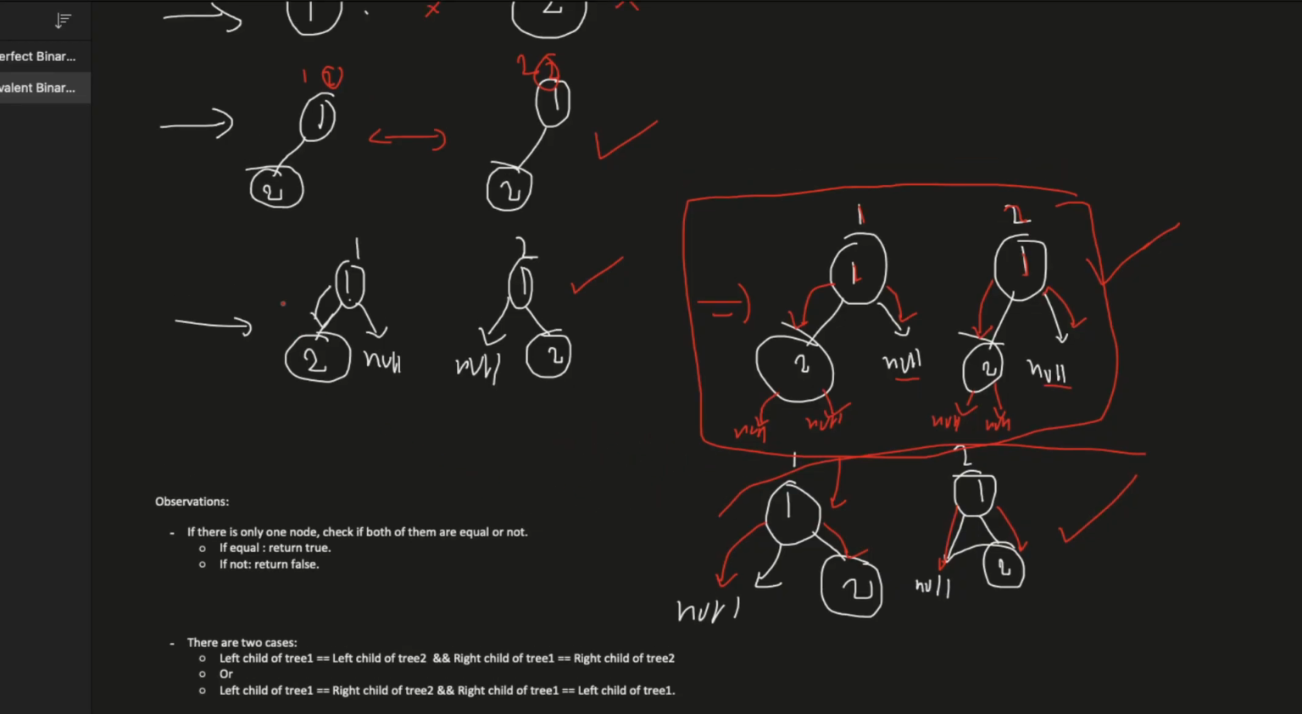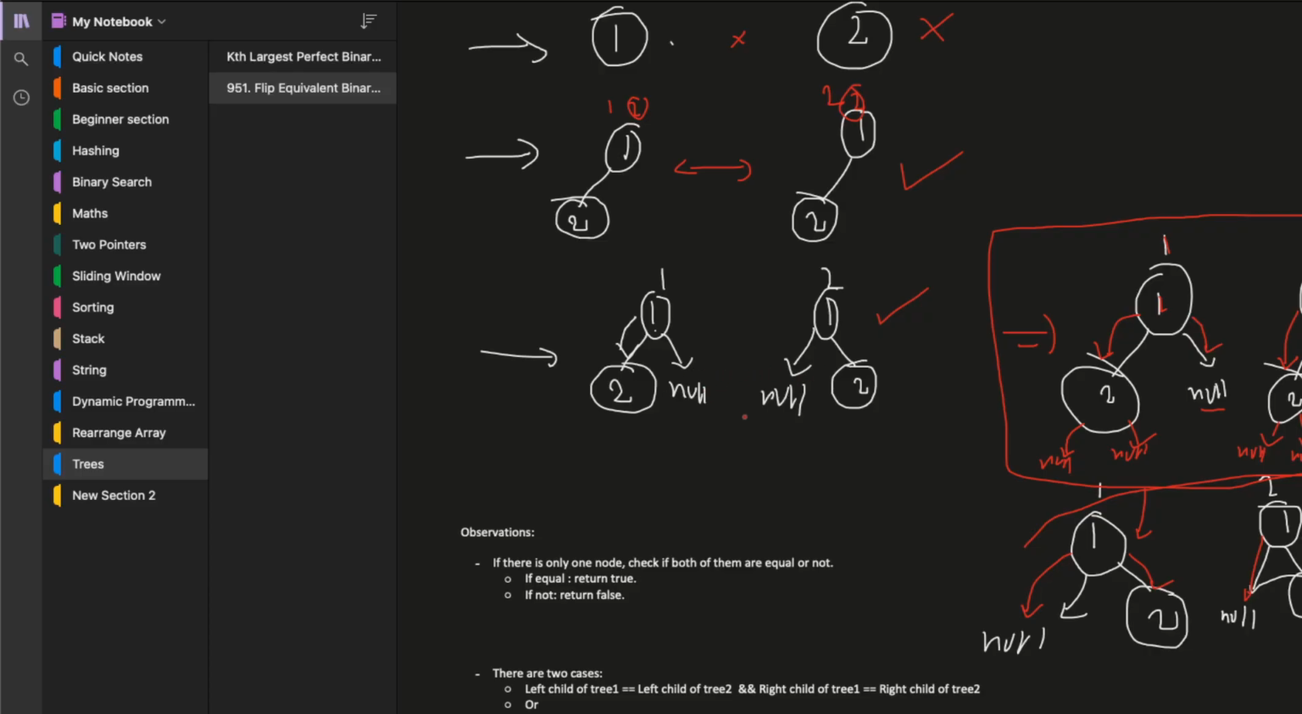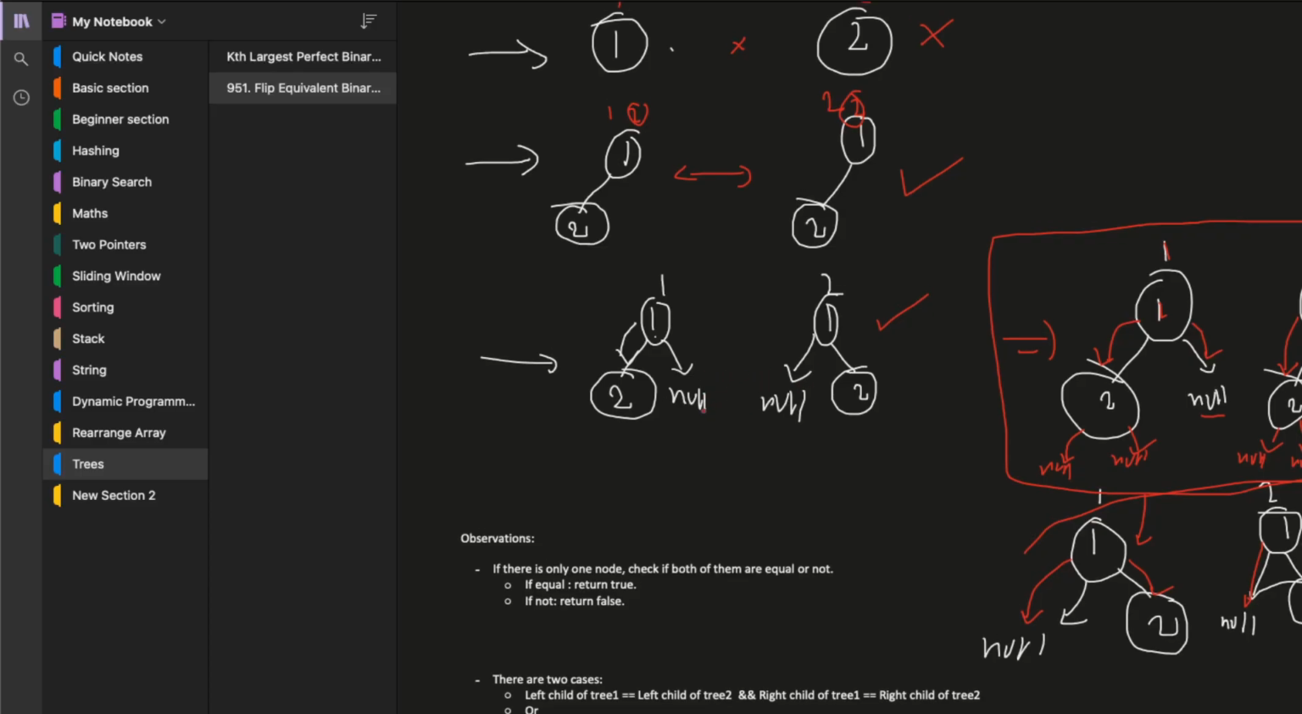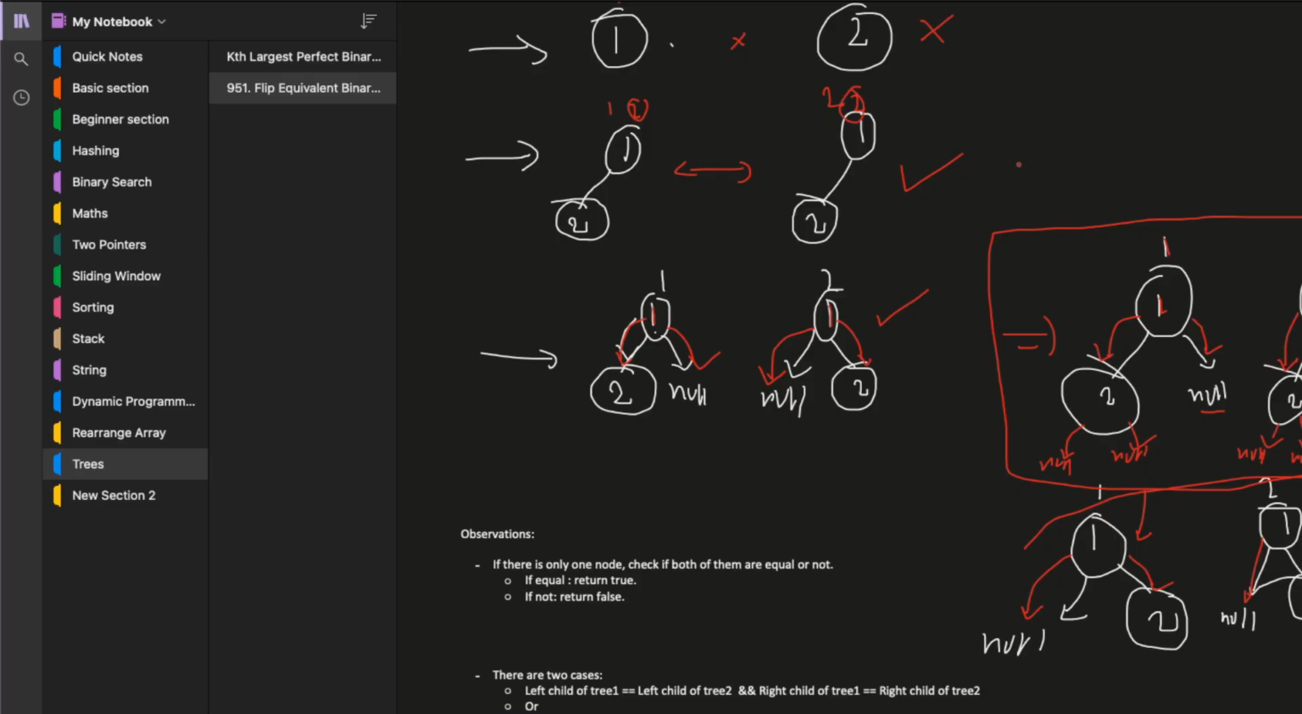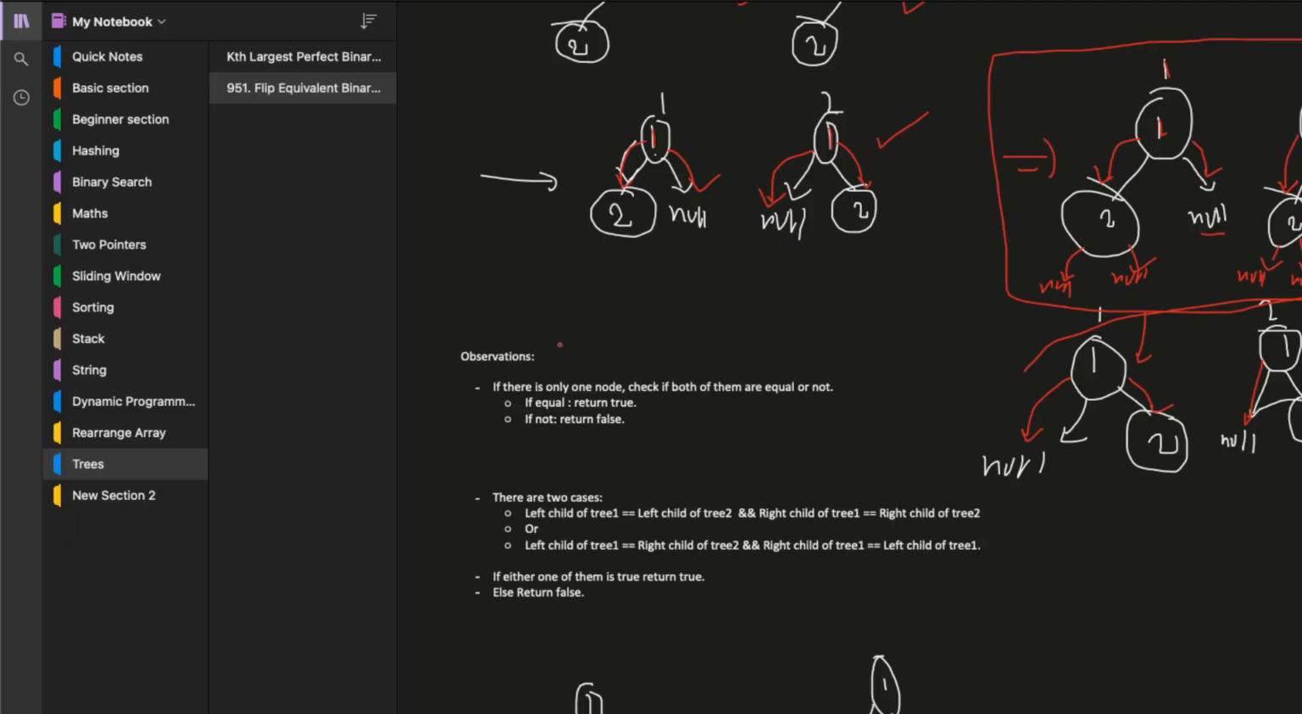But the thing is, how can we know that these two are flip equivalent or not? So the only difference between this and this is that here the root is equal, but when we are going left on tree 1, at the same time we're going right, we're not going left over here. We're going right. And when we are going right over here, we're going left. That is the only difference. So these are our observations, right?